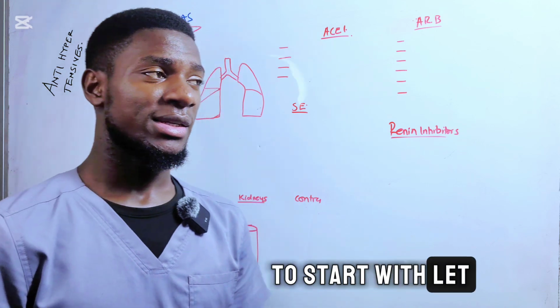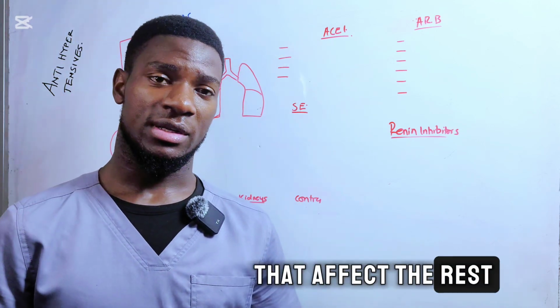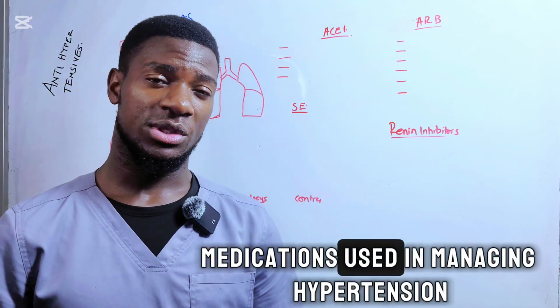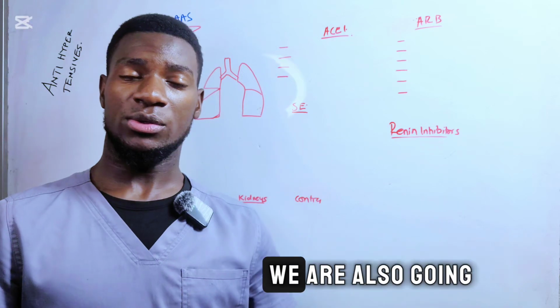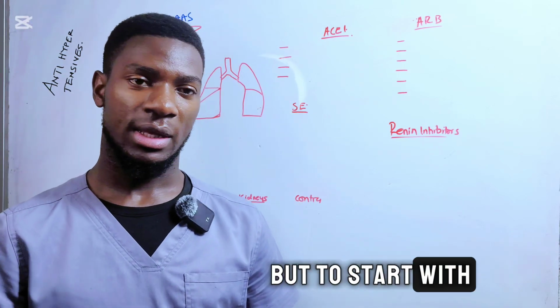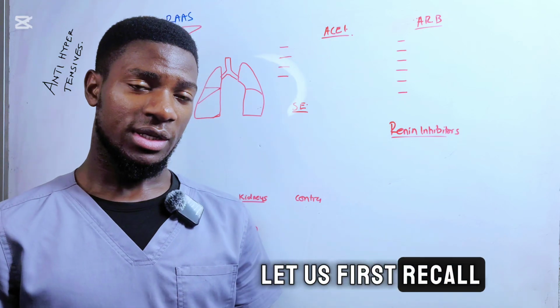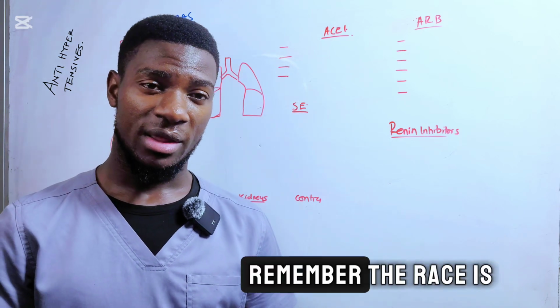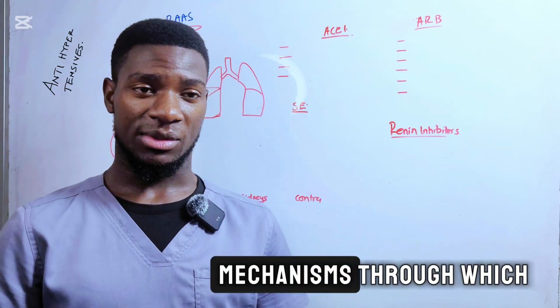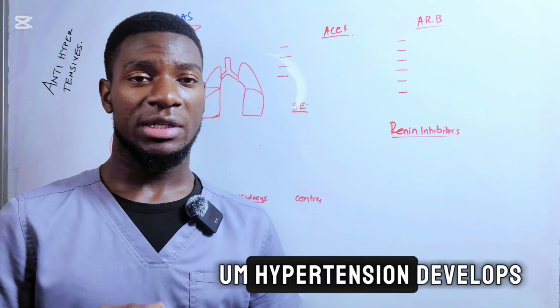To start with, let us start with medications that affect the RAAS. These are some of the first-line medications used in managing hypertension. We are also going to look at some other classes, but to start with, drugs affecting the RAAS, the renin, angiotensin, aldosterone system. Let us first recall what is in the RAAS. Remember, the RAAS is one of the etiological mechanisms through which hypertension develops.